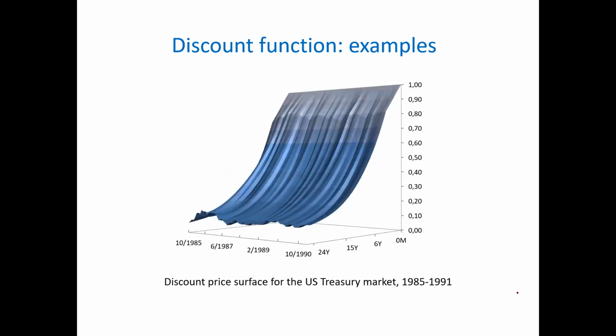So here we have a set of discount functions from 1985 to 1991, I guess. And these discount functions are extended from 0-month maturity to 25 years to maturity. So I would say this is a kind of discount function surface.